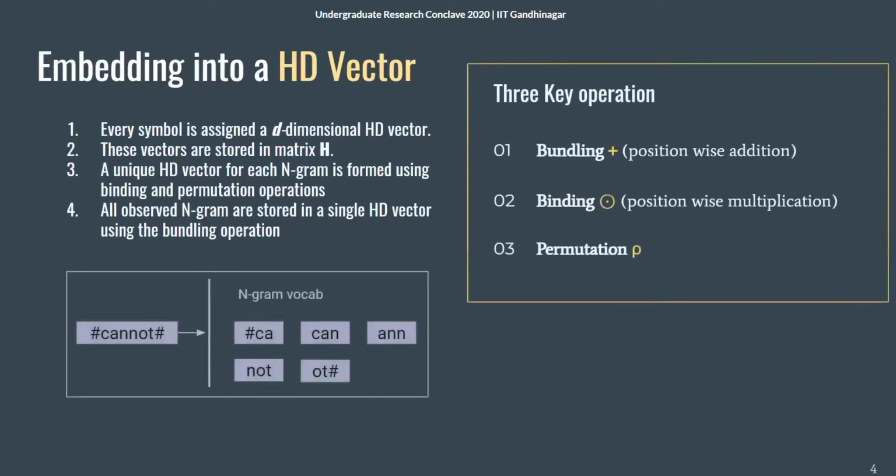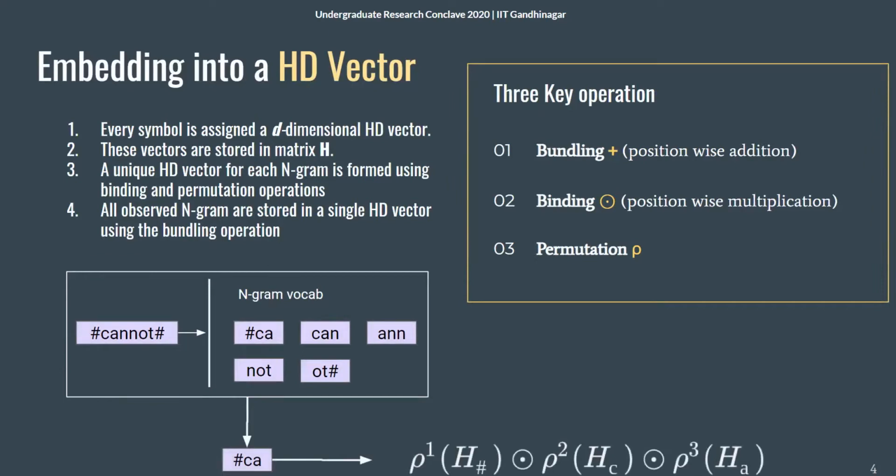Now coming to the embedding into the hyperdimensional vector. We assign each symbol a random d-dimensional bipolar HD vector, and these vectors are stored in a matrix denoted by H, which is referred to as the item memory. First H is generated for the alphabet, and the position of the symbol S_i is generated by applying permutation to the corresponding HD vector i times, and a unique HD vector is then formed for each n-gram vocabulary using the binding and permutation operation as shown on the right. It is worth mentioning that intuitively the entire approach works because the embedding is done in such a way that in the projected high dimensional space, two similar n-gram statistics still remain very similar.